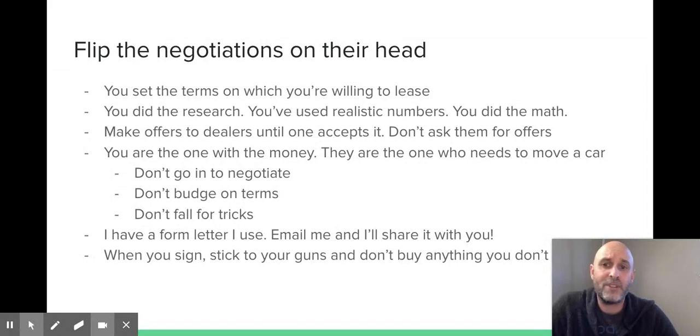I'm not coming in to negotiate. I'm not budging on the terms. I'm not going to go into the finance department and sign for undercoating. I know someone who leased a car for 3 years and got tricked into buying a 100,000 mile tire protection policy for like $800. And that added $20 to $25 a month to their payment for a car with 50,000 mile tires for a 30,000 mile lease. So you want to avoid any sort of those tricks.